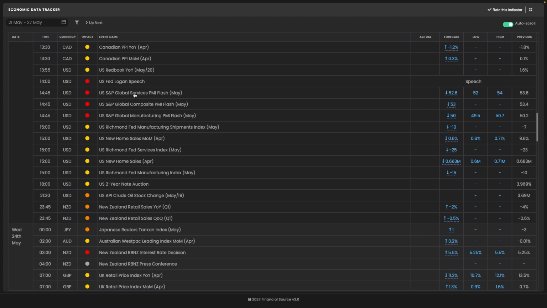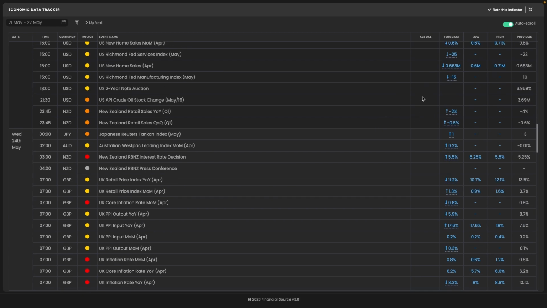So for instance, I would expect dollar upside, and I'd look to pair the dollar if we got the headline coming in above 54 and the manufacturing PMI flash coming in above 50.7. That's the only instance that I would personally see as tradable.